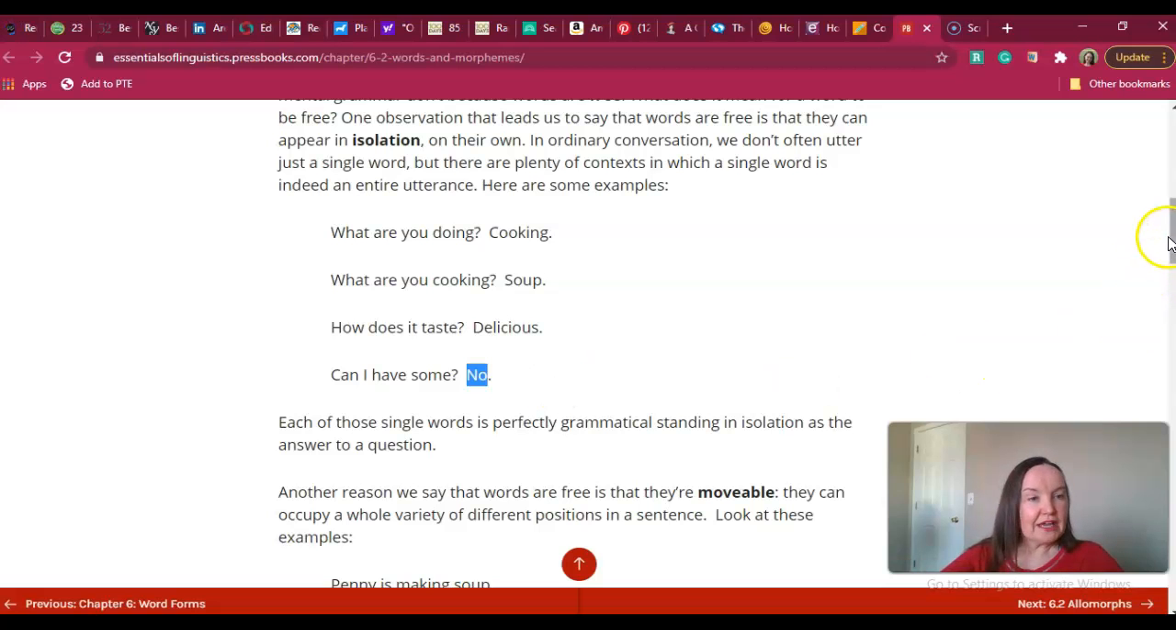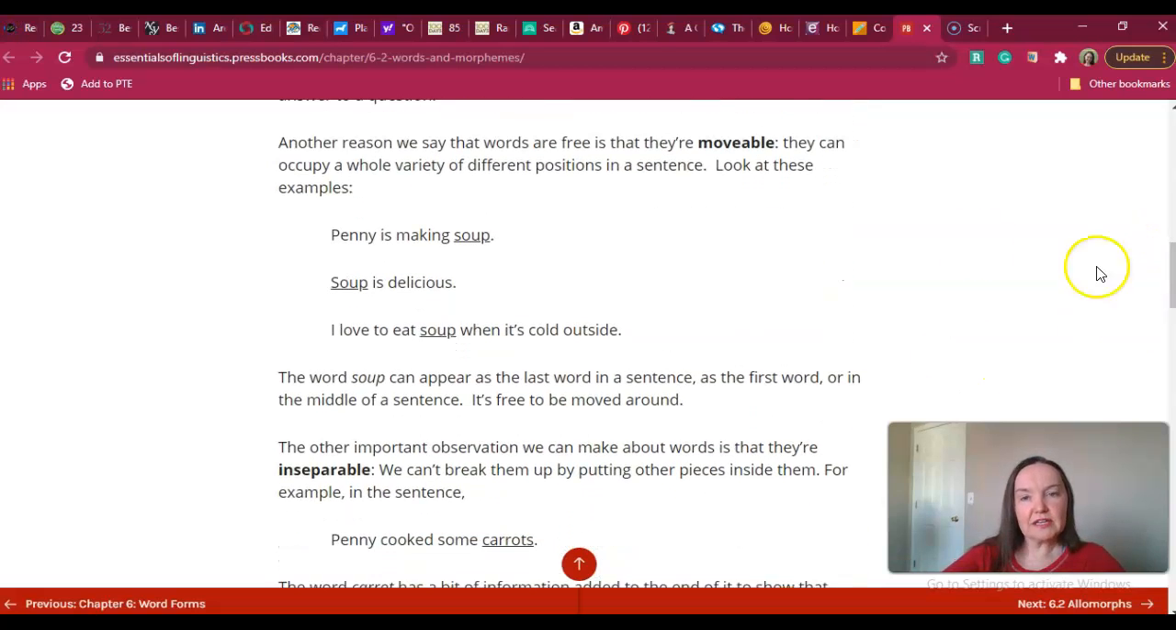Okay, another characteristic of words, as Anderson explains to us, is that they are movable. So depending on the language we're talking about, some word order is more movable than others. In English, our word order is pretty fixed. If you study a language like Latin, there's a little bit more movability because there are lots of endings on words that allow you to move words around in a sentence and the sentence still makes sense. But if we look at an English sentence, like this first one right here, Penny is making soup, this is the classic example of an SVO sentence in English.